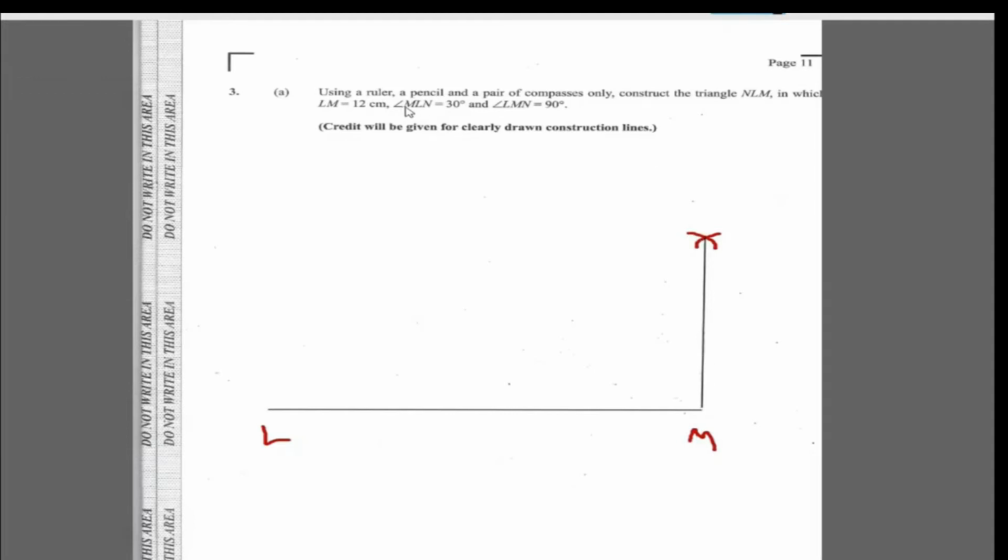And what else does it tell us? It tells us that MLN is 30 degrees. So you need to make sure that the angle right here is 30 degrees. When you do your construction and you're swinging your arcs, that angle should be 30 right here. These are just rough sketches, so all it is saying is this angle should be 30.